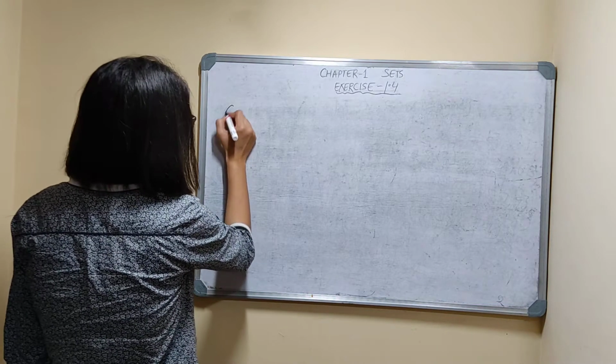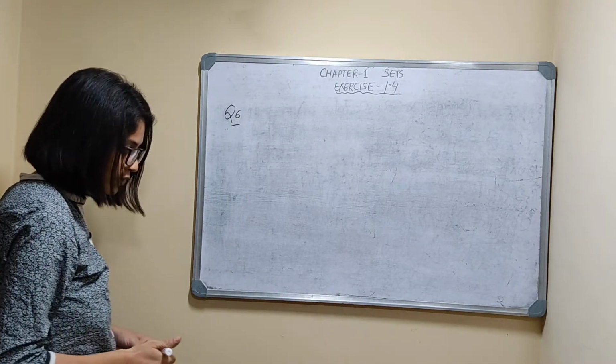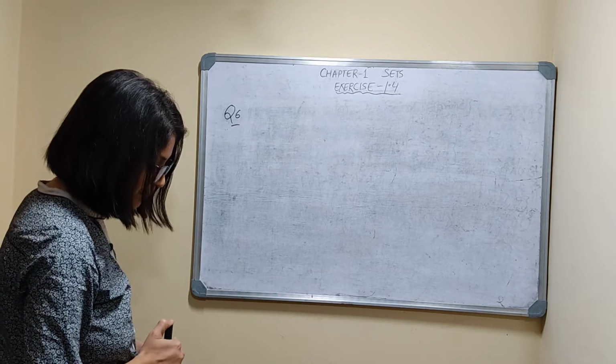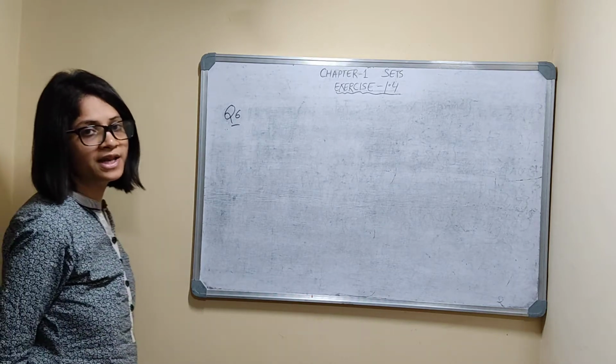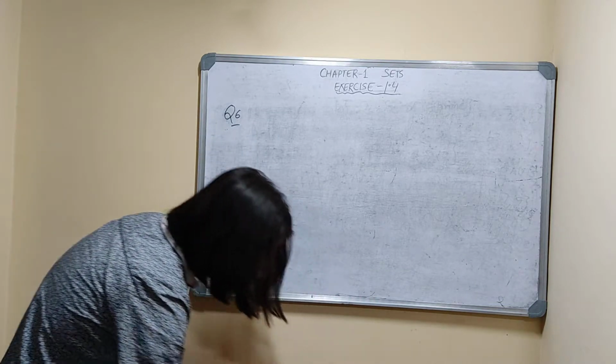Question number 6. If n(ε) is equal to 50, n(A) is equal to 28 and n(B) is equal to 30, then what is the greatest value of n(A ∪ B)?